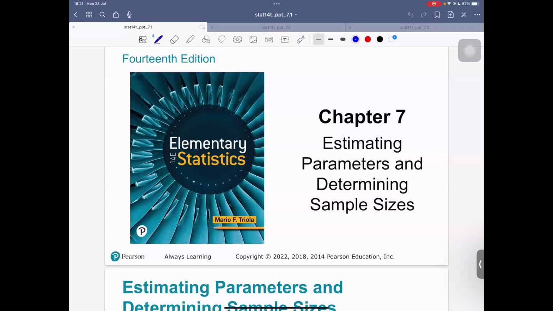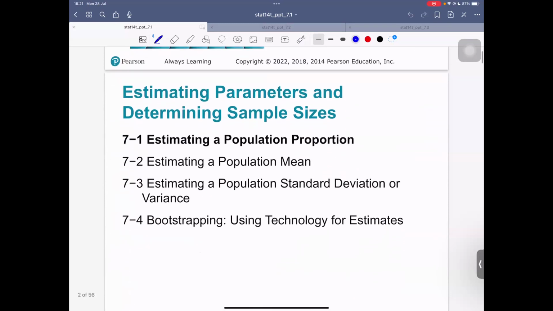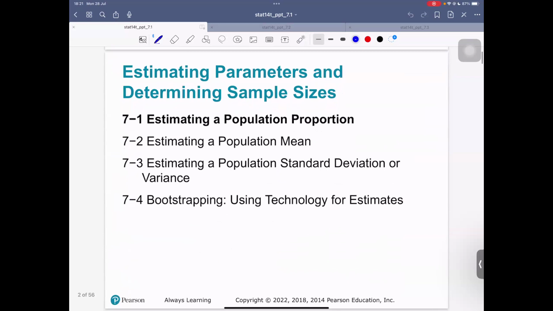Hello everyone. Today we are going to study chapter 7, estimating parameters and determining sample sizes. Firstly, let me show you the four sections that we are going to study in this chapter. Section 7.1, estimating a population proportion. Section 2, estimating a population mean. And 3, estimating a population standard deviation and variance. And the last one, bootstrapping using technology for estimates.